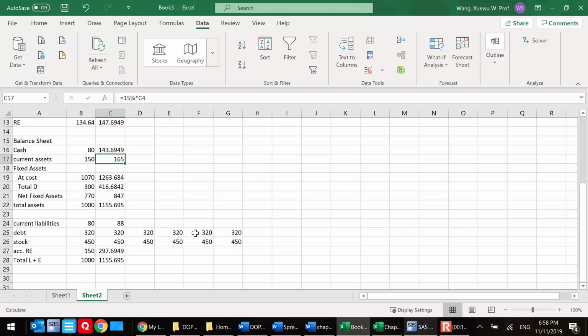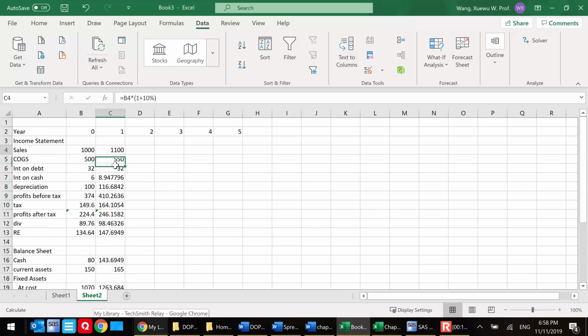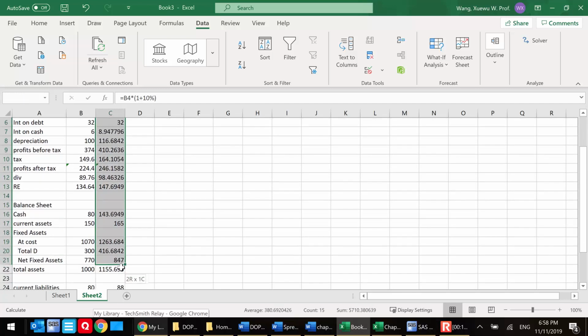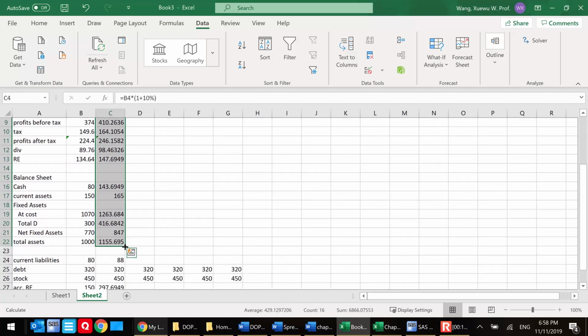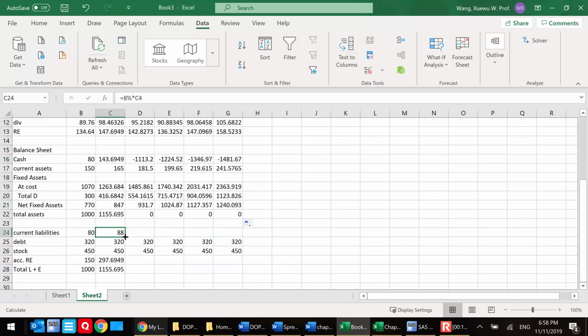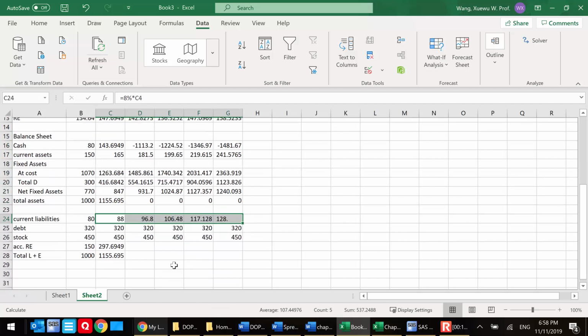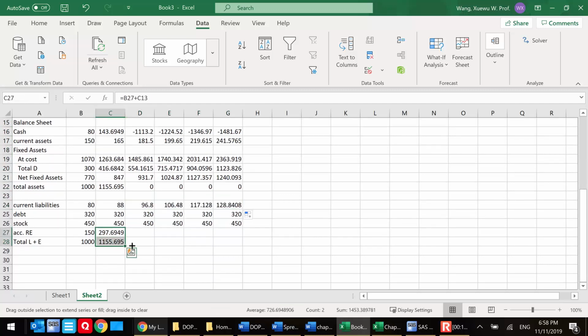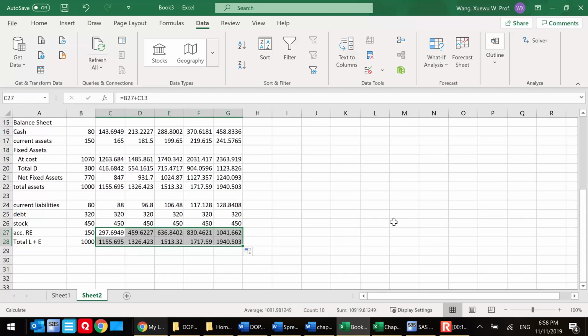Okay, so all the numbers, they've changed. So I have 1,155, and that is the total liability plus equity for year one. And yes, that is the correct answer. So I'm going to copy all these across. All right, so copy all this across. And I also need to copy these across. And I'm going to copy these two across. Okay, so yes, all the numbers are solved.